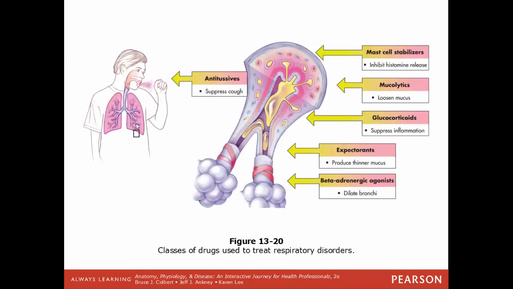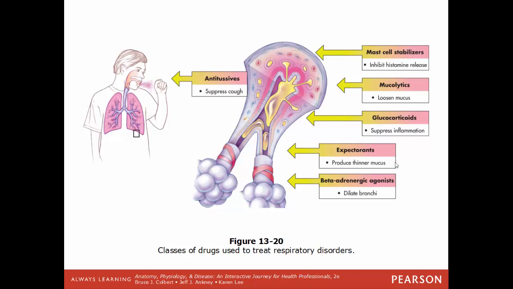Alright, in this image we have various classes of drugs that are used to treat some respiratory disorders. We have mast cell stabilizers that will inhibit histamine release. You have mucolytics, which will help loosen mucus. You have glucocorticoids that will help suppress inflammation.